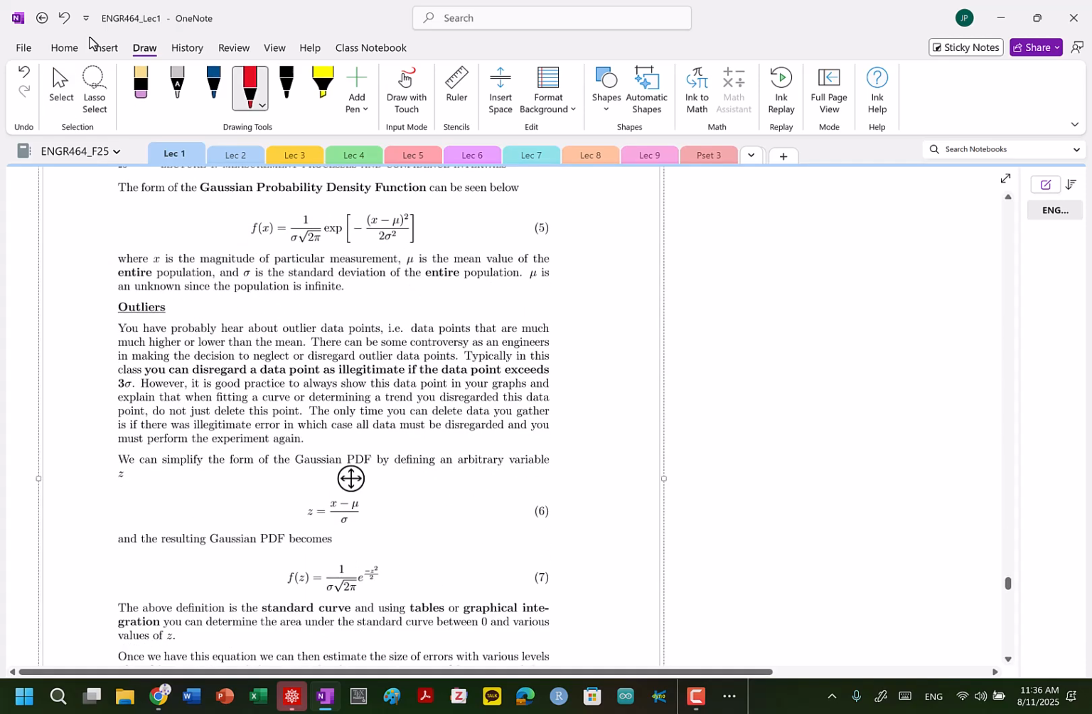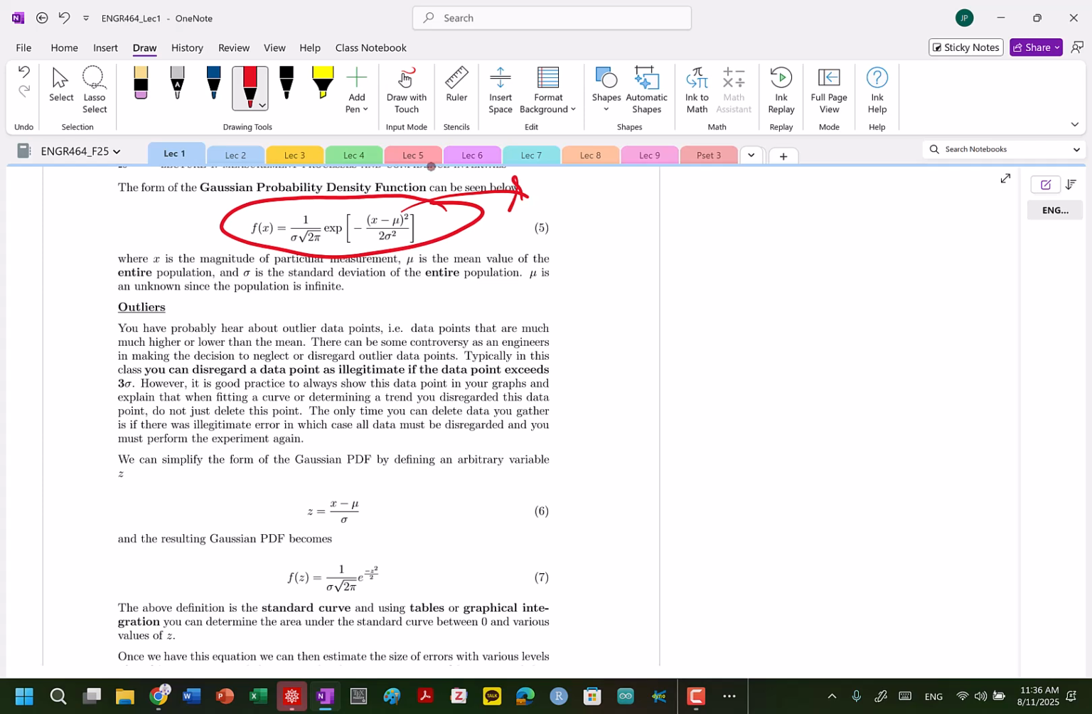And our Gaussian function is defined as this, where mu is our population mean, and that's an important distinction. Our population mean is different from a sample mean. Population means are really never known. Same thing with the population standard deviation sigma. So that's the mean of the population and the population standard deviation.